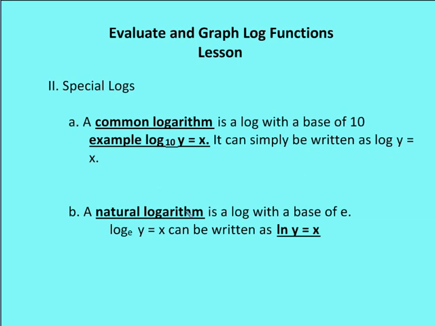That's a common log. A natural log is a log with a base of e. So log with a base of e of y is equal to x can be written as ln, or natural log of y, is equal to x. So again, when you see ln, that is equal to log with a base of e. And remember, e is not a variable, it's just a number that's equal to about 2.72.